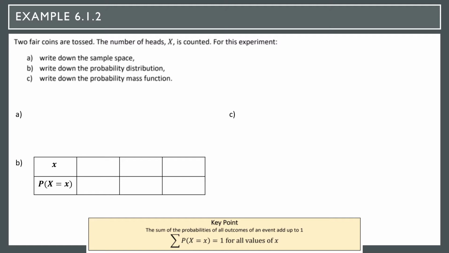Given an experiment where two fair coins are tossed, we are told that the number of heads X is counted. X is then our random variable. The first part of this question asks us to find the sample space.